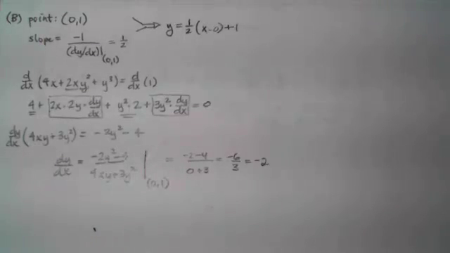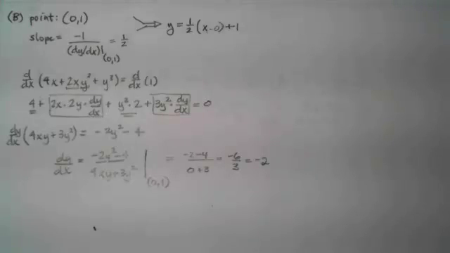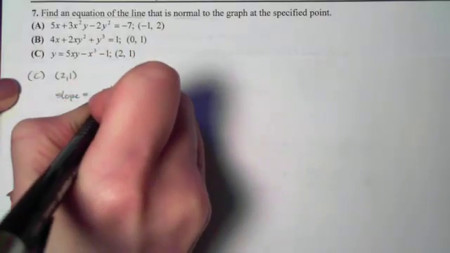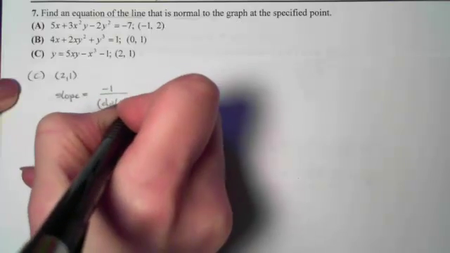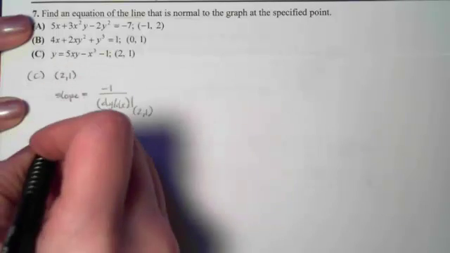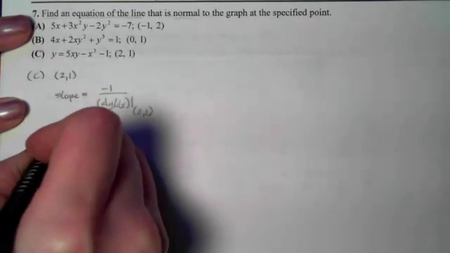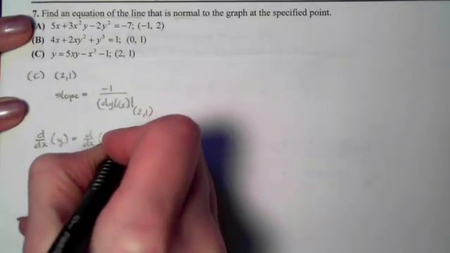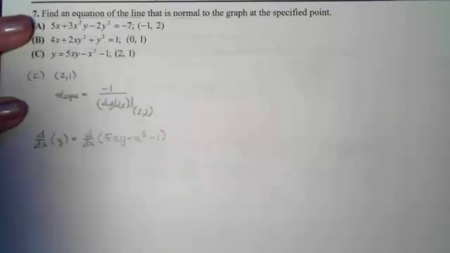Part C, excuse me, works the exact same way. So let me flip this over here. I need the point, which is (2, 1). I need the slope, which will be the opposite reciprocal of dy/dx evaluated at the point. So to find that slope, I need to take the derivative with respect to x on both sides. So I'm applying the operator d/dx to both sides of that equation.